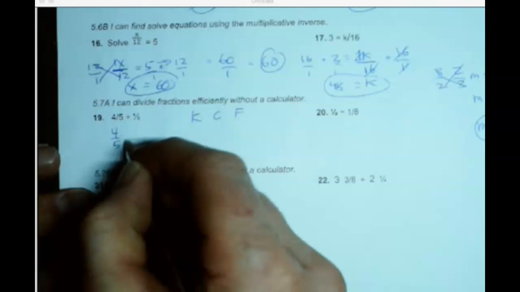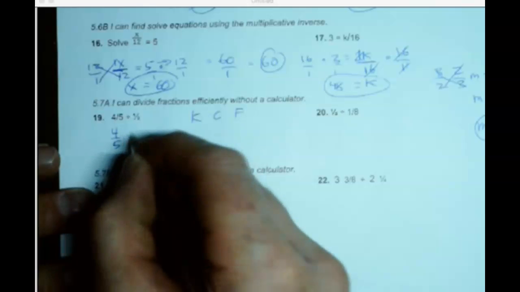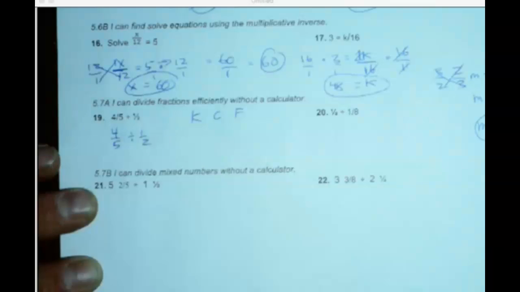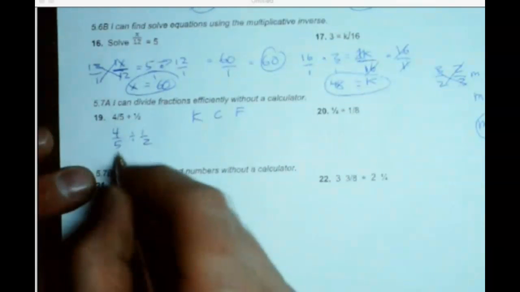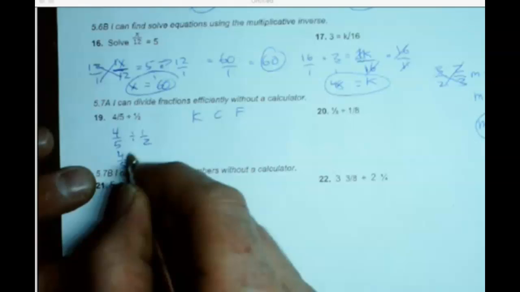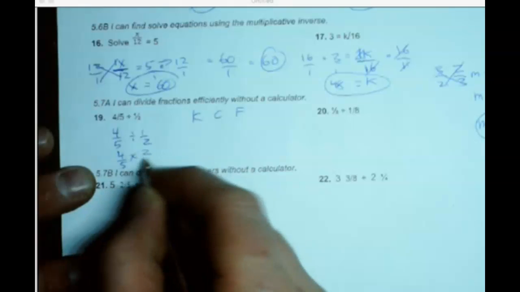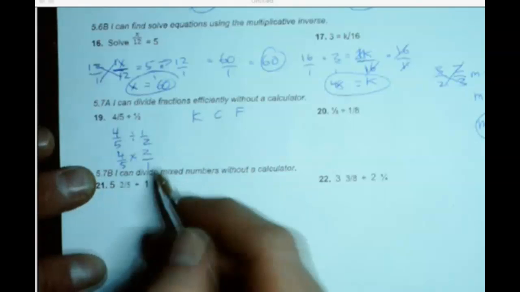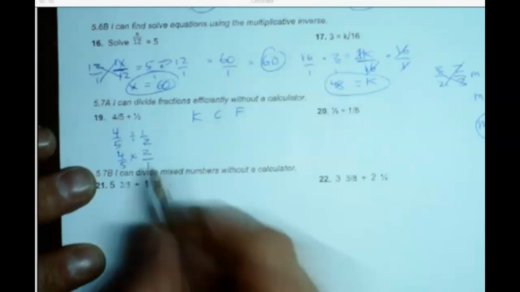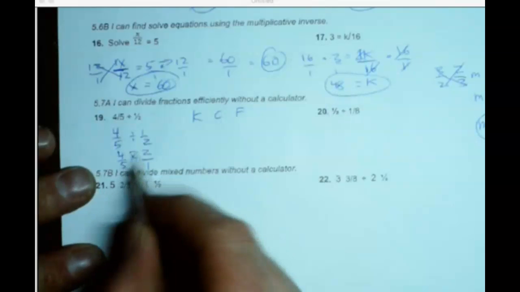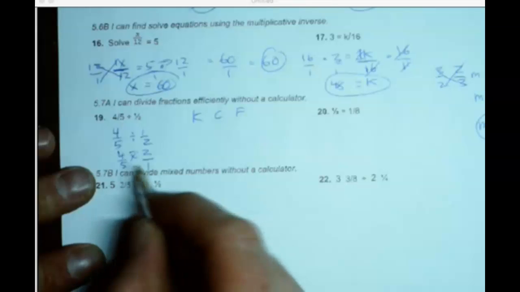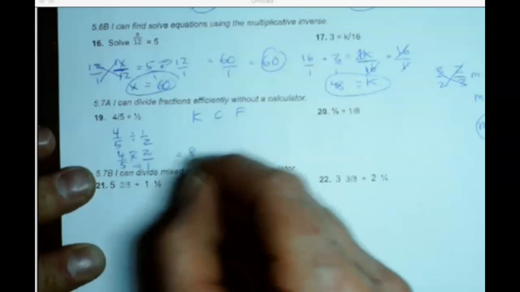4/5 divided by 1/2. All right, I'm supposed to keep the first one, 4/5. I'm supposed to change the sign to multiplication, and I flip the second one. So instead of 1/2, I flip to the reciprocal, just like we were doing up here. Multiply across, because I don't see any cross reductions. 4 times 2 is 8. 5 times 1 is 5.